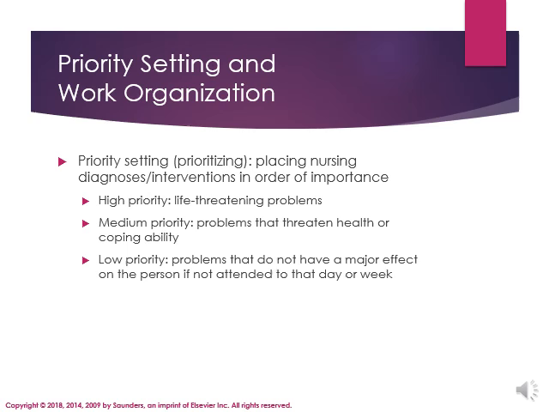So when we are putting our priorities in order, we're going to be putting them in the order of importance. So our highest priority is our life-threatening situations. Our medium priority are problems that threaten health or coping ability. And our lowest priority are problems that do not have a major effect on a person if not attended to that day or that week.